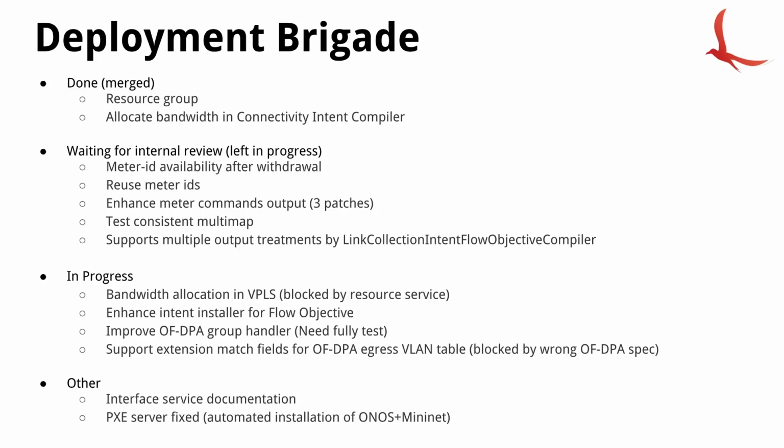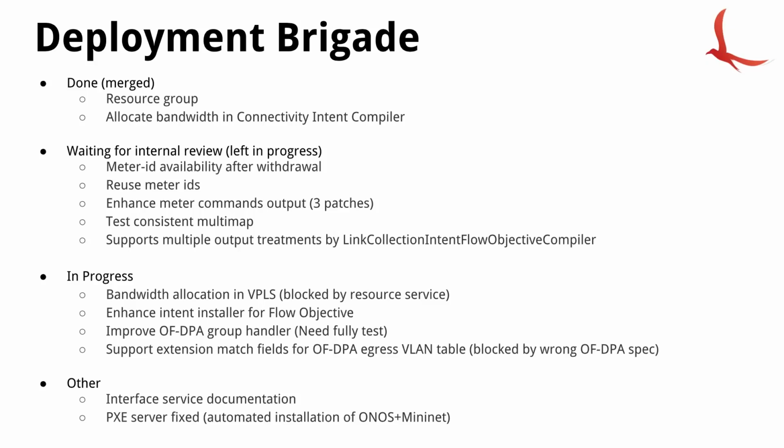One is bandwidth, and the other is enhanced intent installer. This is not intent installer, just enhanced for the float objective. And we have two about the OpDTA pipeline. One is for the group handler, but it needs four tests because I haven't tested for segment routing and the rerouter application. If I test, I will put it to the review.